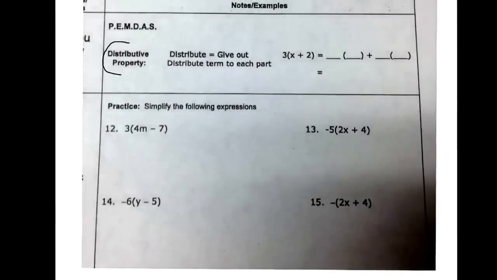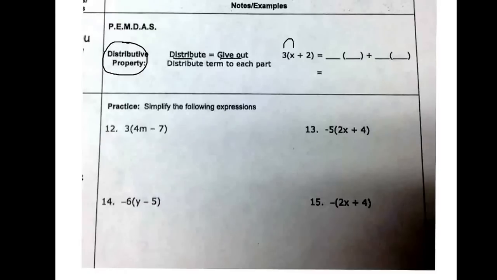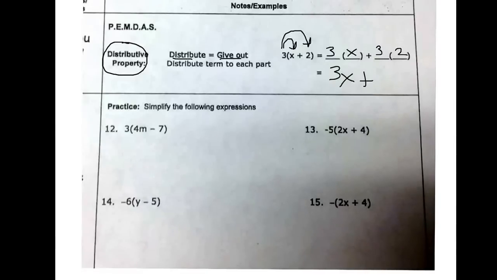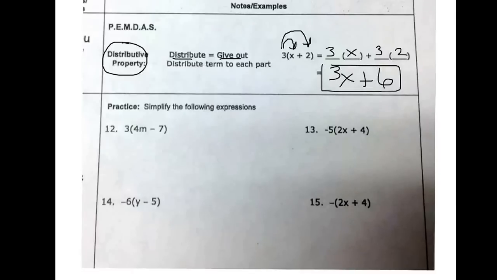Distributive property. When we hear the word distribute, that means to give out. So we're going to distribute what's outside of the parentheses to both things on the inside. So this 3 is going to go to that and to that. So that's 3 times x plus 3 times 2. 3 times x is 3x plus 3 times 2 is 6. These are unlike terms, so I'm done.